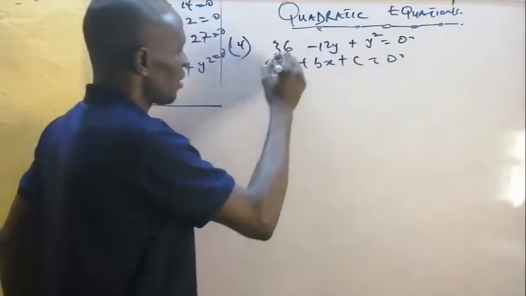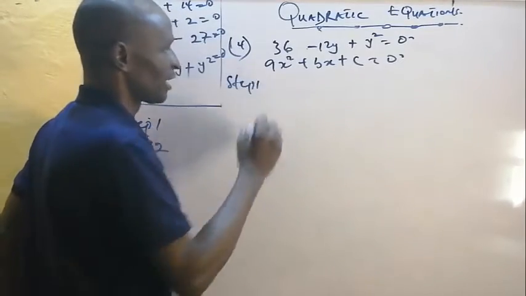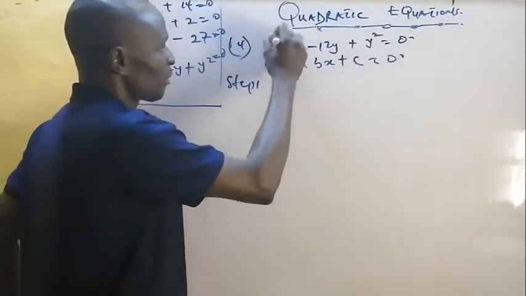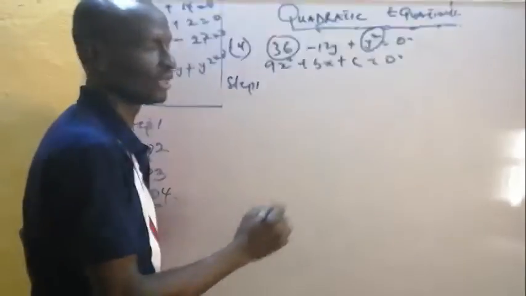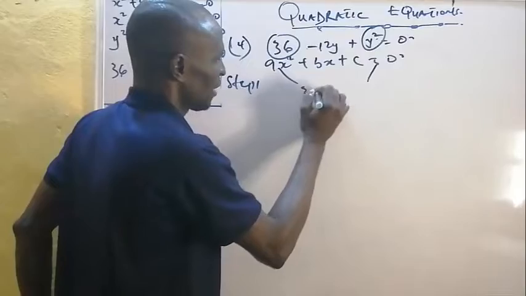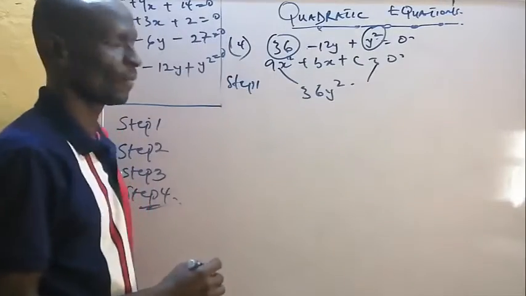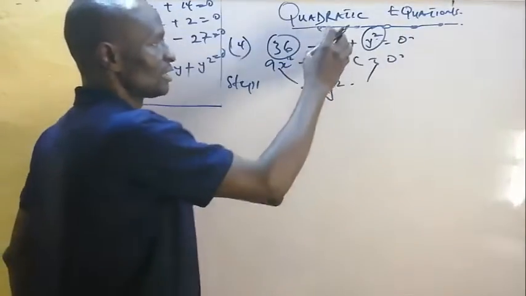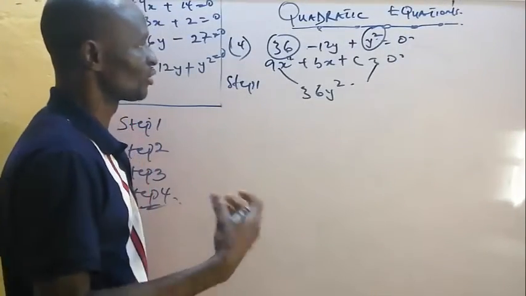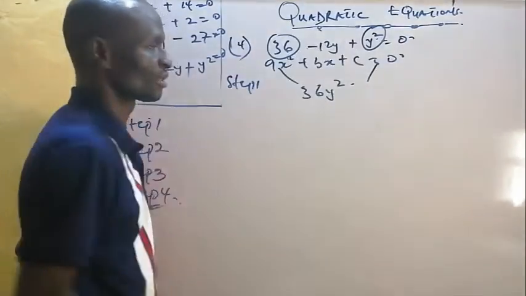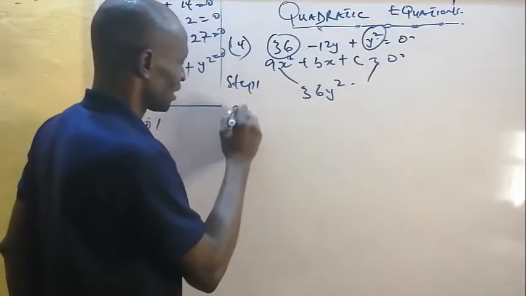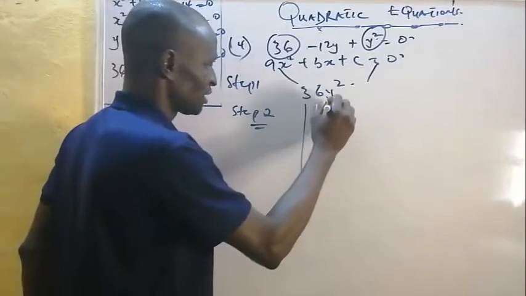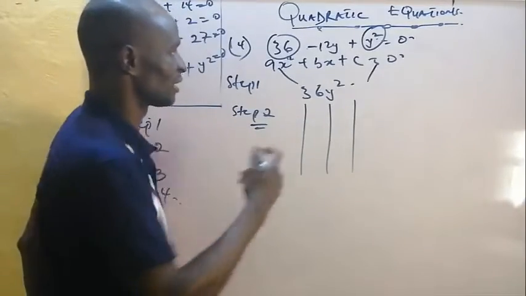So that now we go to step 1. Step 1 says we multiply ax squared by c. That means we are going to multiply the 36 by y squared. That becomes 36y squared. Now what are the factors of 36y squared that, when we sum them up together, will be equivalent to minus 12y? That's step 2. Let's look for the factors of 36. Let's use our normal table to make it easier to understand.